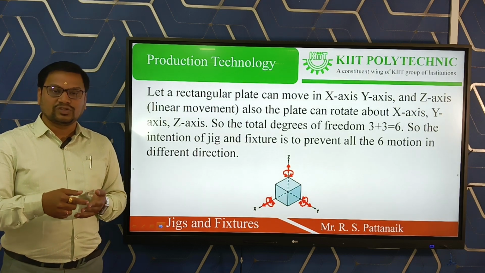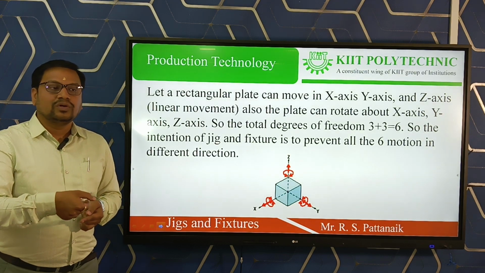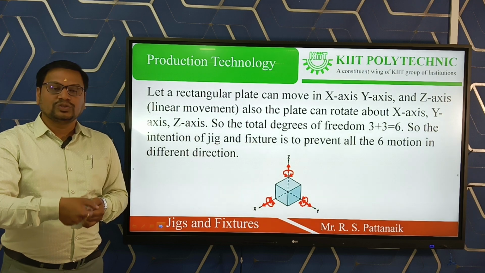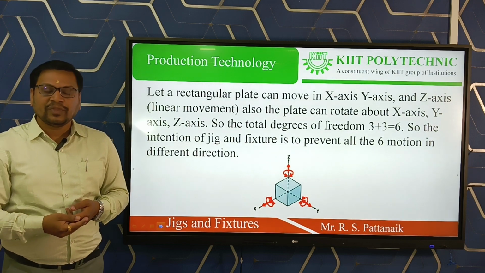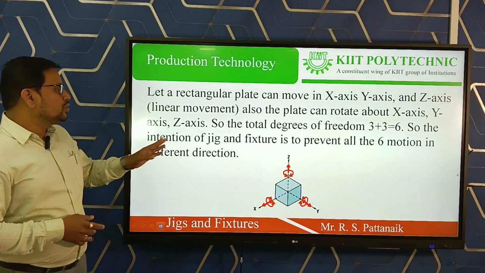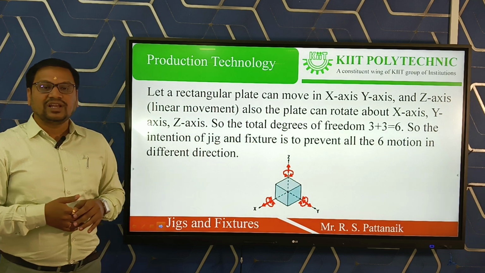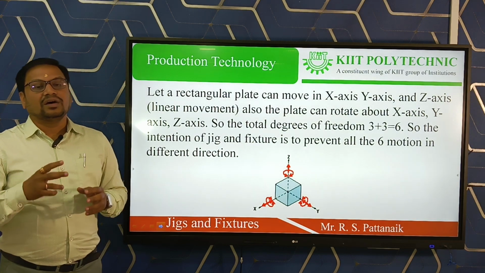Like in the y-axis also, the workpiece can move up and down, so there are 2 motions. In the z-axis also there are 2 motions. So in their expression the total translatory motion is 6. Similarly, they consider the rotational motion to be 6.